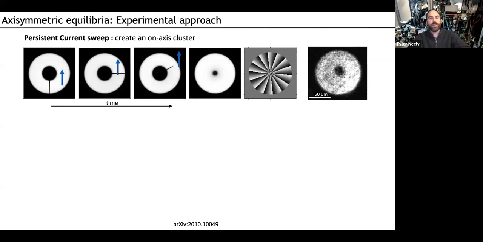A trickier one experimentally, it turned out, was to create something close to the Rankine vortex state, or those on-axis clusters. The DMD provides a lot of flexibility with what you can do with the condensate, and I realize that my arrows are not correct on this. Sorry about that.